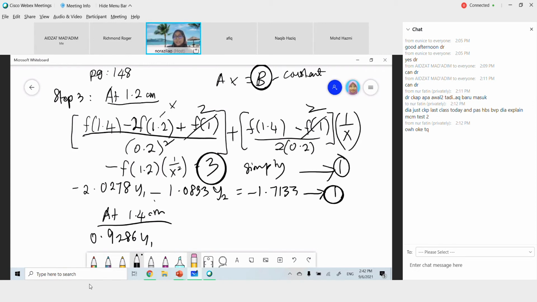So dia nyatakan y0, y1, y2, y3. You tengok dia punya grid line. Jangan confuse. Ya, saya pakai terus f function 1.2 and so on.